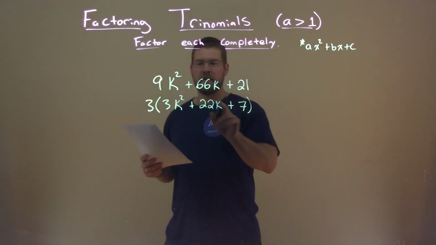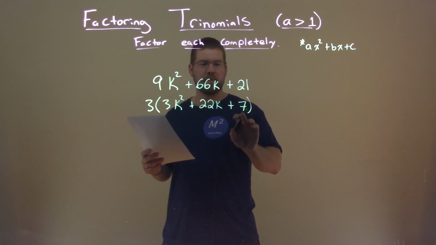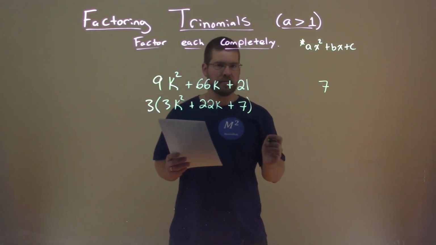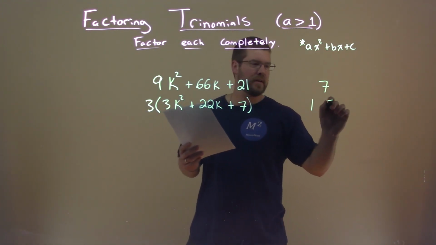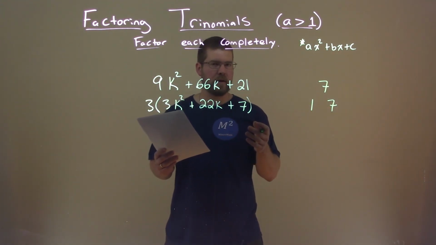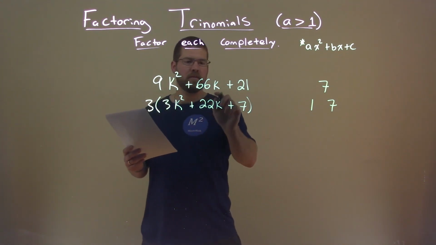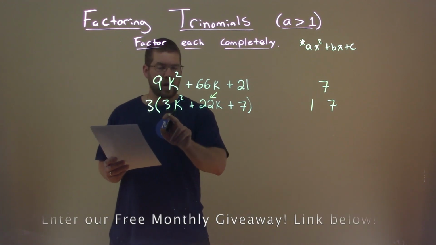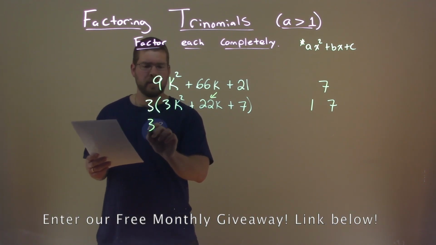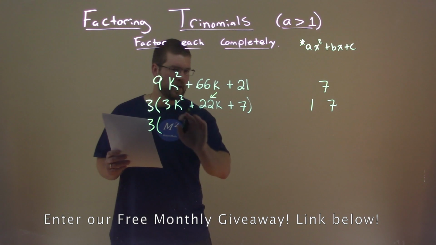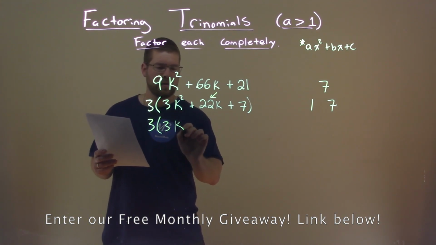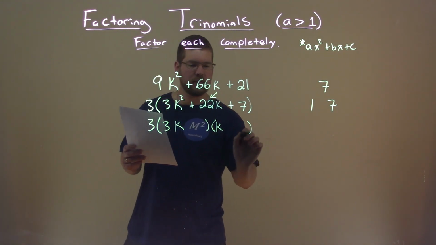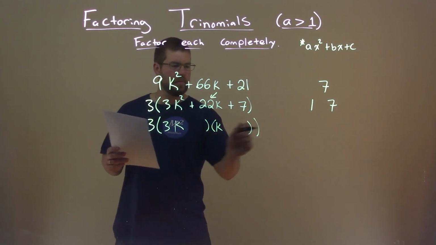I look at my c value, and again, this is all within the parentheses, and my c value is 7. What two numbers multiply to be 7? Well, that's just 1 and 7, or 7 and 1. Order doesn't matter. They both will be positive because this b value is also positive. Our a value is a prime number here. It's 3. So we know when we factor this inside part, it's going to be some 3k plus or minus something else, times k plus or minus something else.